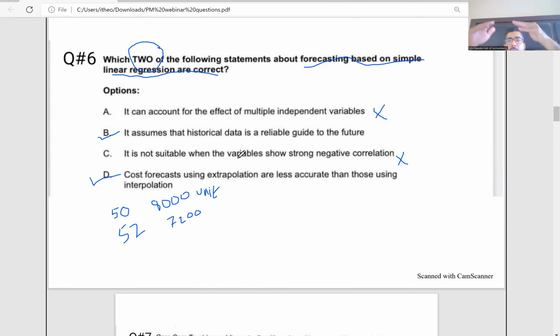Extrapolation is less accurate because that's your assumption, that's your analysis. Whereas interpolation, you work within that data. So interpolation is more accurate, extrapolation is less accurate. This statement is also correct. So option B and D should be treated as the correct answer.